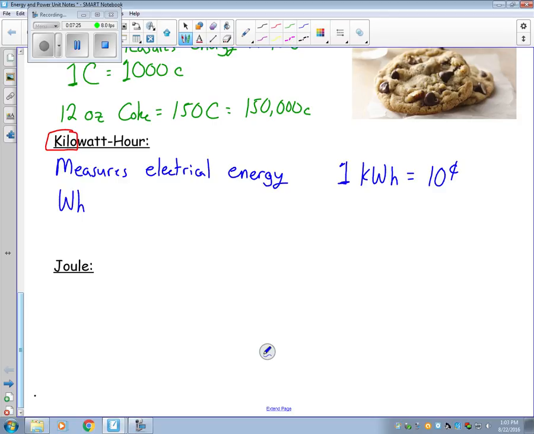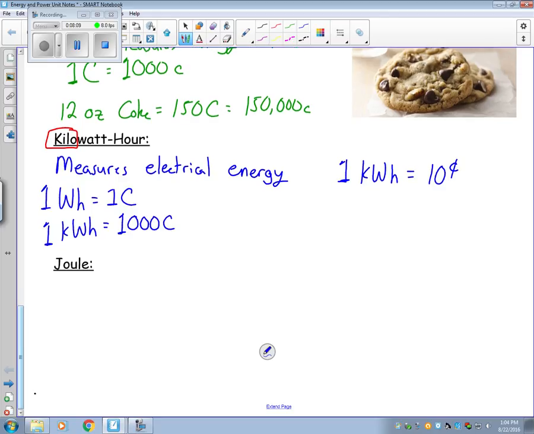1 watt hour is roughly 1 food calorie. That's usually a close approximation. So 1 kilowatt hour is roughly 1,000 food calories. So if you could turn a McDonald's Big Mac, it's just under 1,000 calories, it's pretty close. So if you could turn a Big Mac into electricity, 1 Big Mac would give you approximately 1 kilowatt hour of electricity.